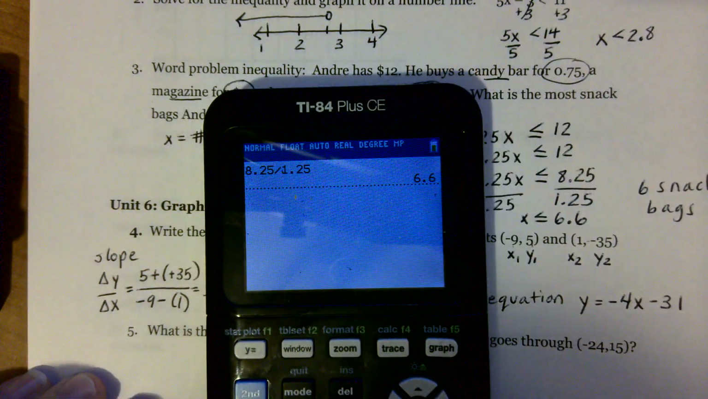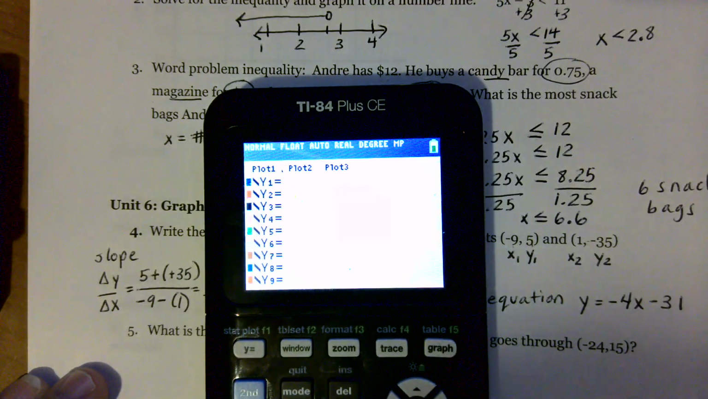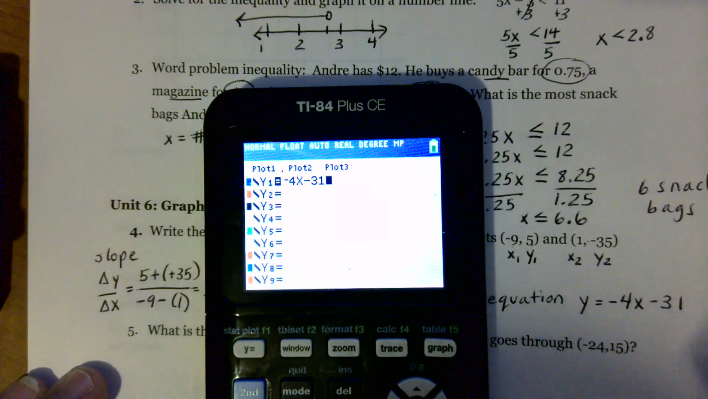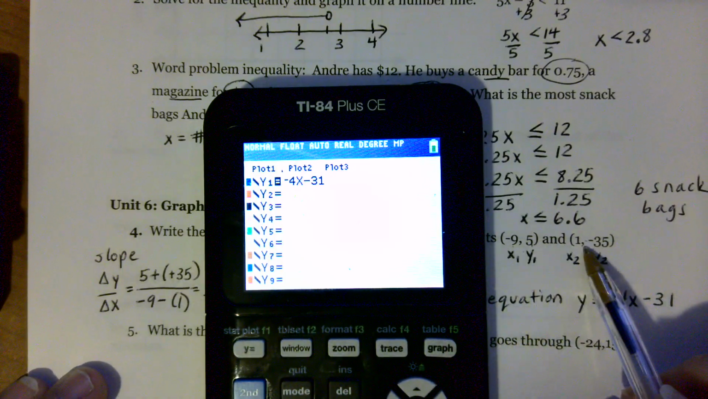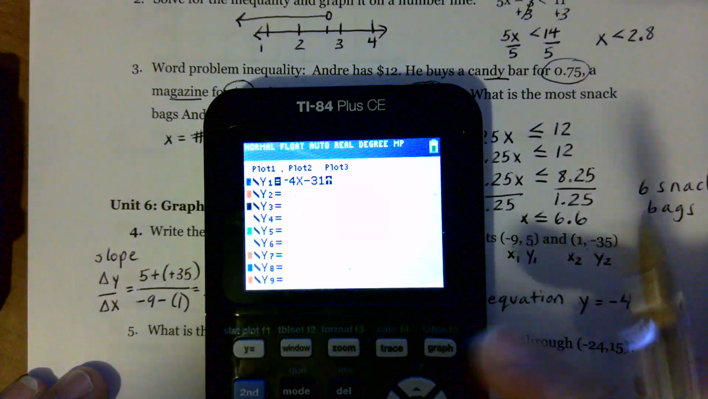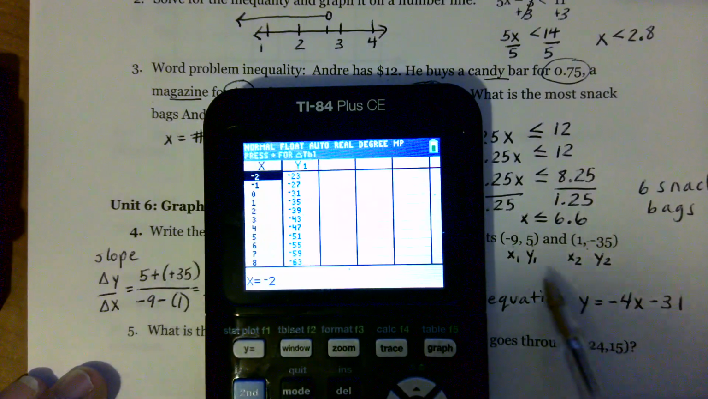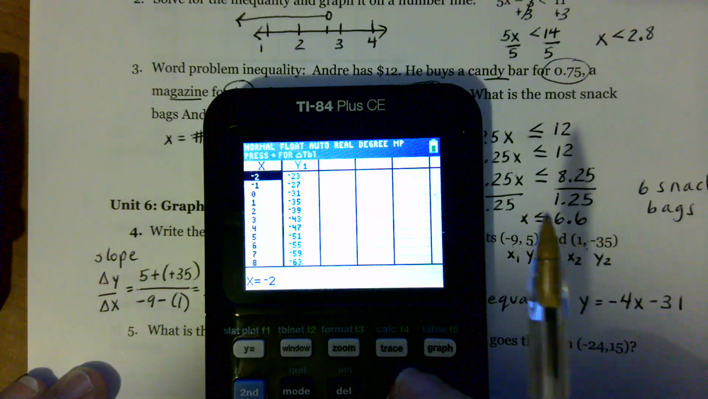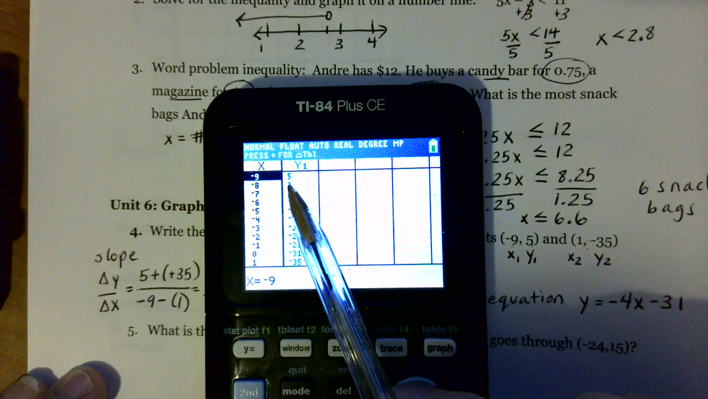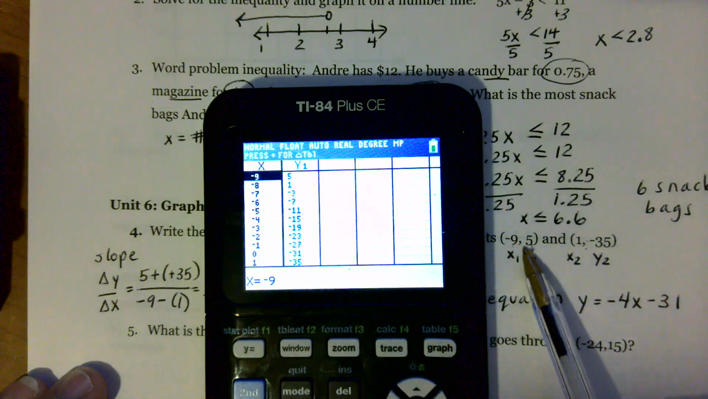If I take my calculator, I go to y equals, and I put in my equation, negative 4x minus 31. When I go to my table of values, I should expect to see these 2 points. So I look at table, second graph. I look for when x is negative 9. I might have to go up a little bit. Negative 9, the y value is 5, which is what I have here.